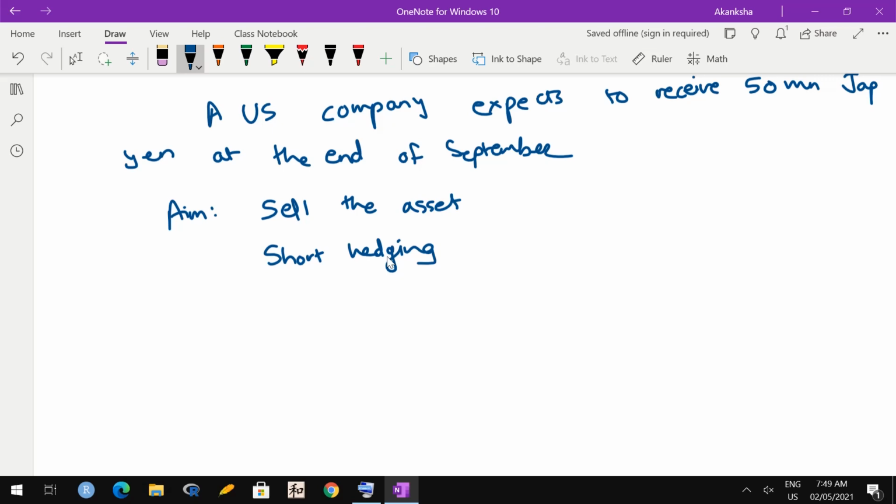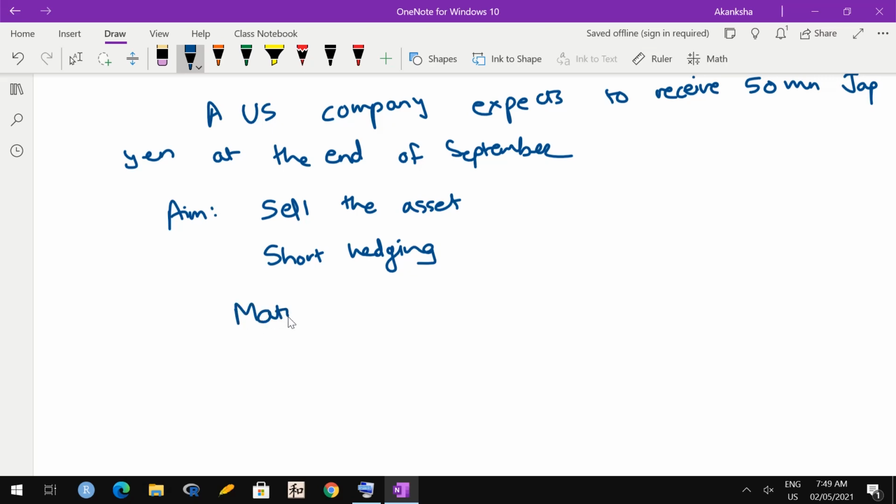Okay, so they are expecting to receive this in September, but as I said, there are two things. First, there is going to be some uncertainty, so instead of September, they might receive it in, say, the first week of October, etc. And secondly, the futures contract may not be available for maturity at that date, for example, say in the first week of October.